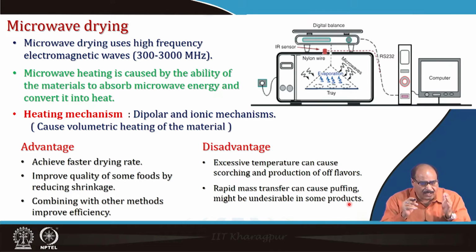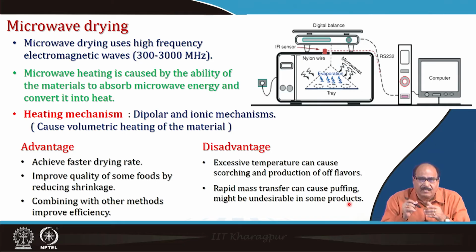So, it has advantages like a faster rate of drying, improved quality of some foods by reducing shrinkage, and also combining with other methods to improve efficiency. In the next slides we will discuss this aspect, that is, microwave drying can be combined with other dryings.